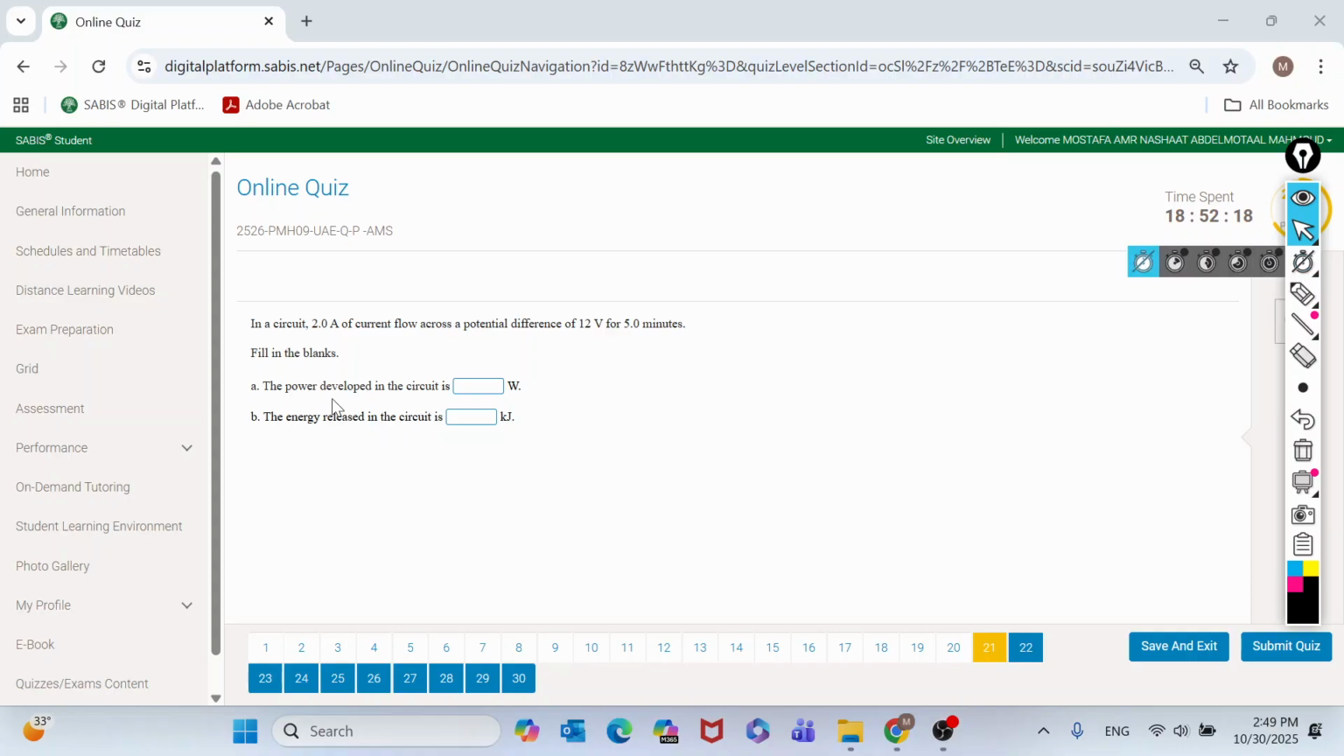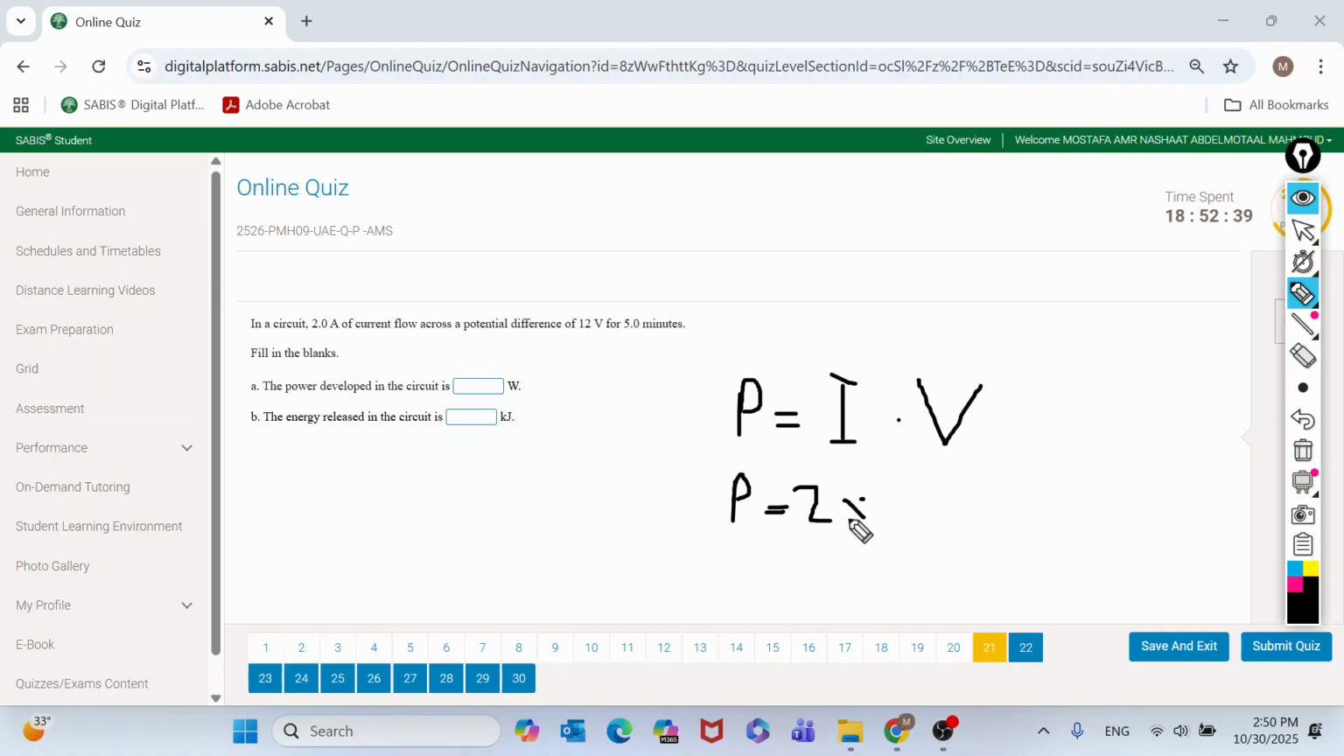Okay, the power developed in the circuit. So power equals I times V. So 2 times 12, so power P equals 2 times 12. So it's equal to 24 watts.